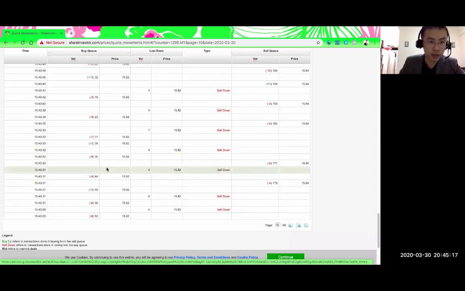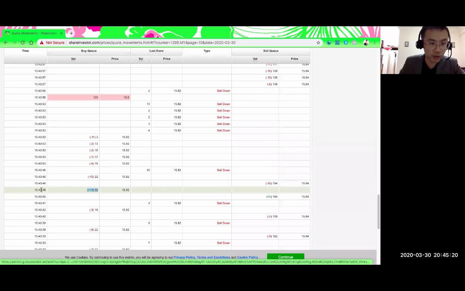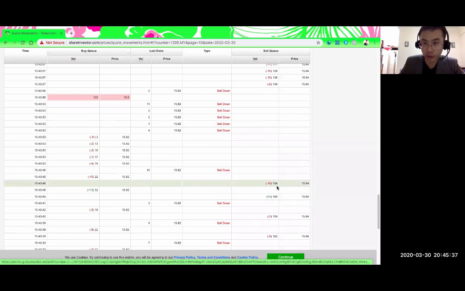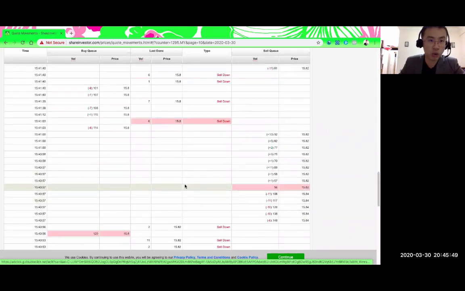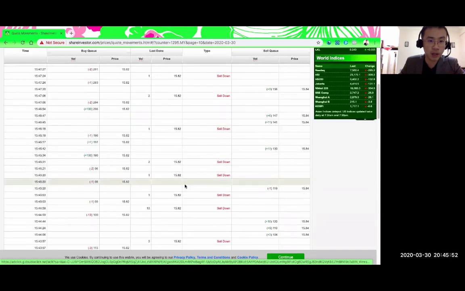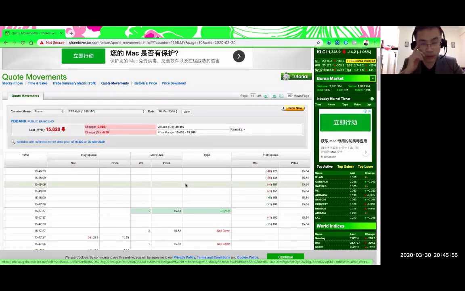So this is what happened. Okay, for example, at 3:40 p.m. and 45 seconds, there are 13 more lots queuing up at the buy queue, and then at 3:40 p.m. and 46 seconds, there are 154 lots queuing to sell at about 15 ringgit 84, and then they reduce 10 lots. That means there are 10 people who cancelled their order. So this is what a quote movement will tell you: exactly at what time, what quote, how people change and modify their orders. So is this a very useful function for you?